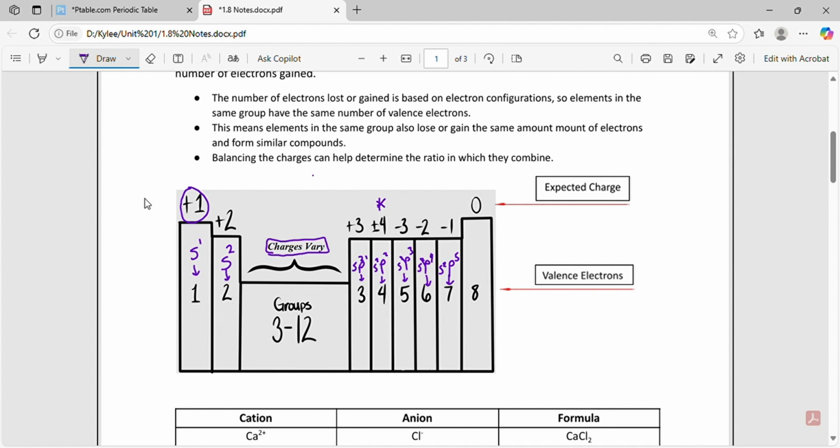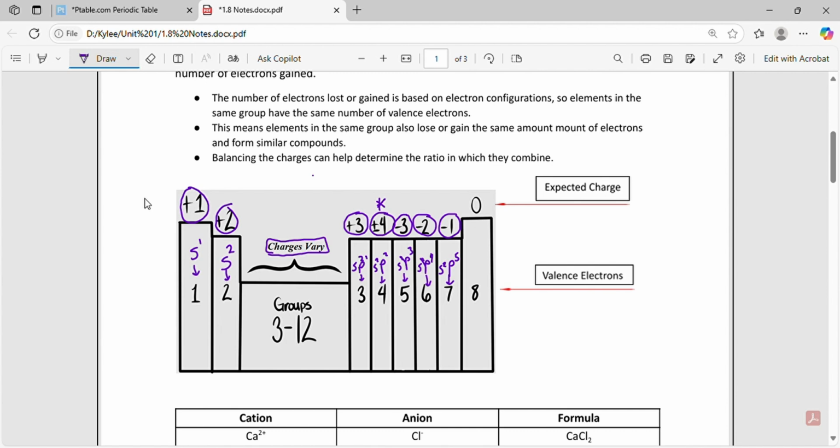So again, these charges that are at the top of each column, they're based on the electron configurations, how many valence electrons there are, and how many would need to be gained or lost in order to get that octet. Remember, if they only have 1, 2, or 3, it usually is easier to lose those. It's more favorable energy and energy transitions. Once we get to 5, it's more energy favorable to gain instead of lose.